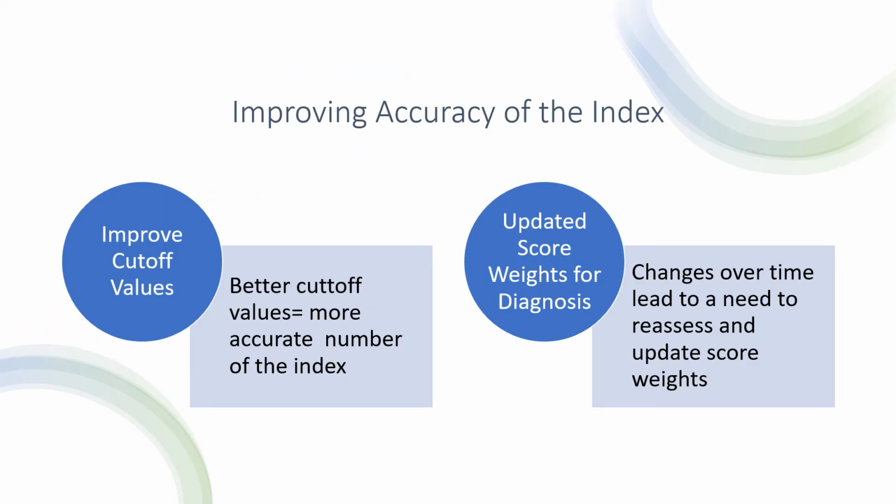Ways for improving accuracy of the index include improving cutoff values to get a more accurate number of the index, and updating score weights for diagnosis to account for changes over time that lead to a need to reassess and update weighted scores.